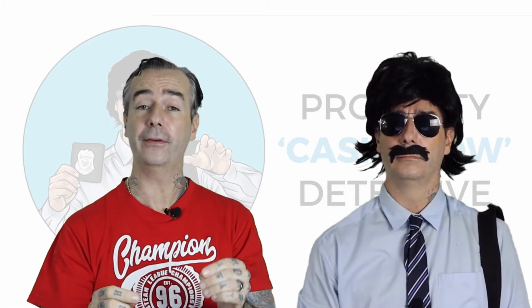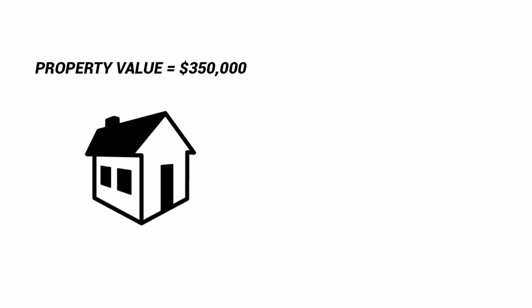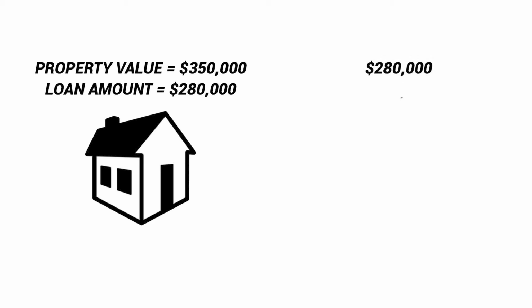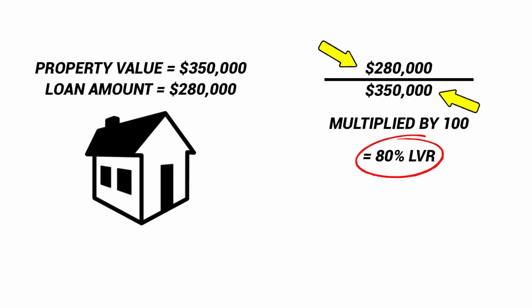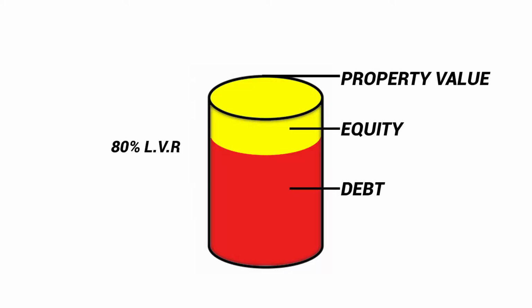Now let's run some real life figures. This is a real life scenario. A property is purchased for $350,000 with a $280,000 loan, which when applied to the loan to value ratio equation would look like this. $280,000 divided by $350,000 times 100 equals 80% LVR. So right now there is equity, but no usable equity as the LVR is at 80%.